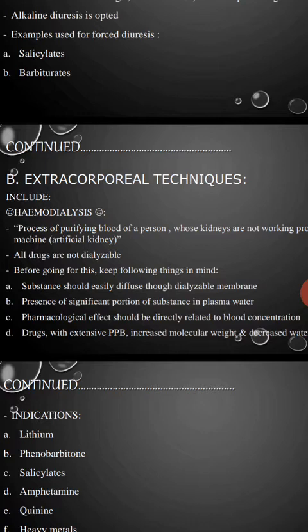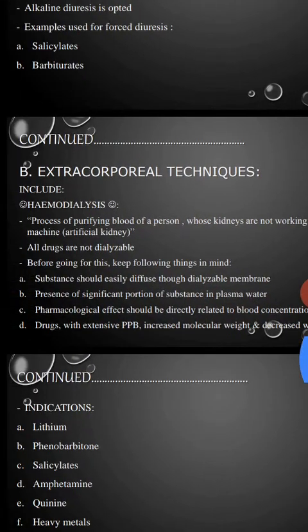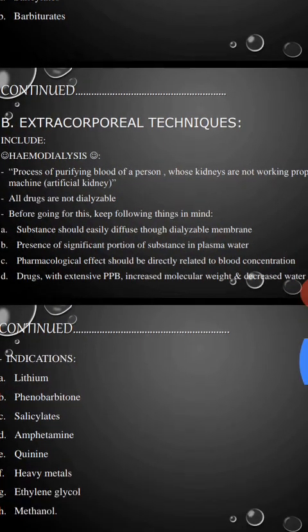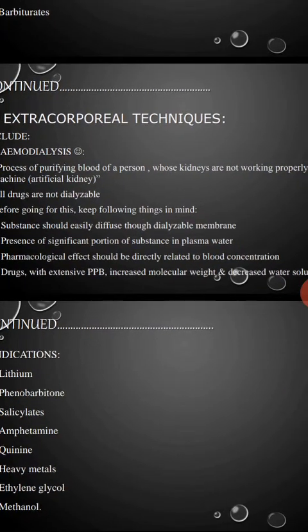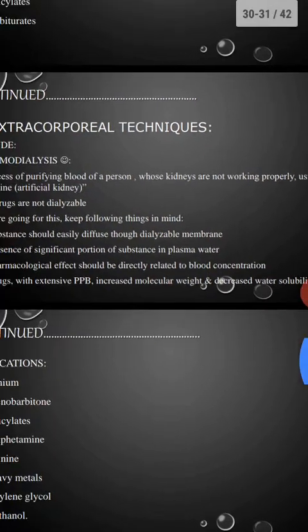What is hemodialysis? It is the process of purifying the blood of persons whose kidneys are not working properly, using a dialysis machine, an artificial kidney. Not all drugs are dialysable. Before going for this, keep the following things in mind. The substance should diffuse easily through the dialysis membrane. A significant portion of the substance should be in the plasma water. Pharmacological effects should be directly related to blood concentration. Drugs with extensive plasma protein binding, increased molecular weight and decreased water solubility cannot be used.